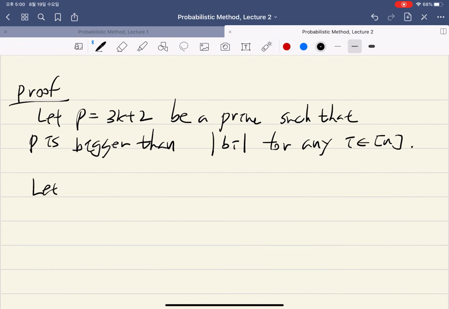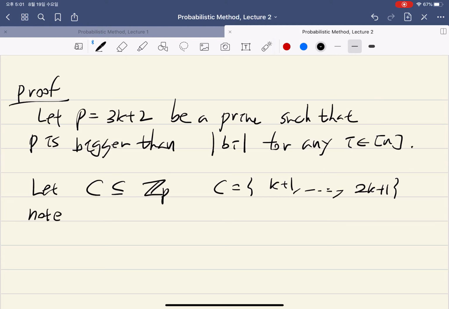And let C be the subset of this cyclic group, where this consists of k plus 1 up until 2k plus 1. Then note that C is a sum-free set of this cyclic group GP.